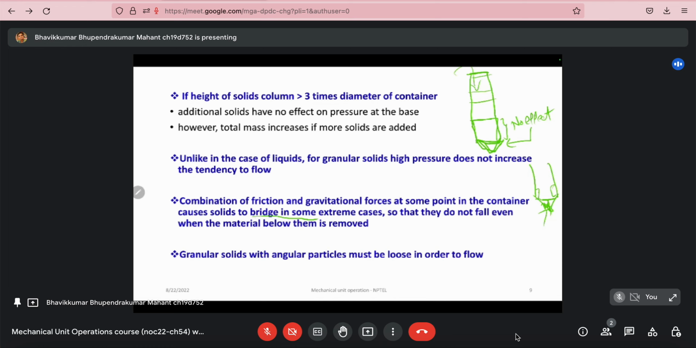So granular solids with angular particles must be loose in order to flow. If you are dealing with a granular solid that has angular particles, it needs to be loose if you want it to flow.